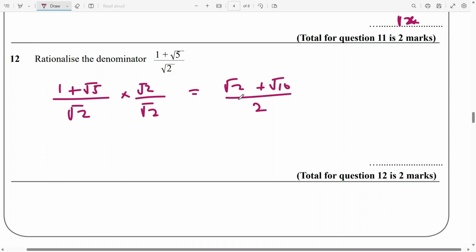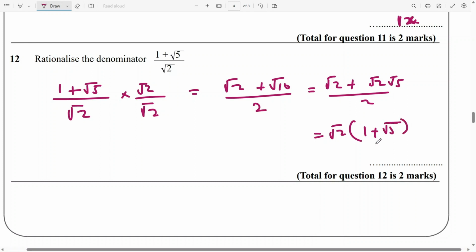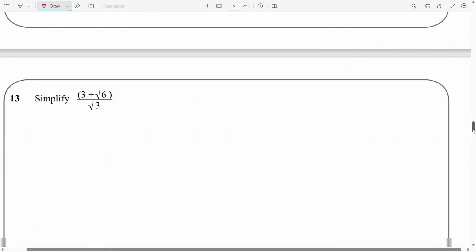Can this be simplified? Well, I don't think that this time is simplified. We can't really simplify. So that's going to be like root 2 plus root 2 root 5 divided by 2. So bring our root 2 out. So you have root 2 bracket 1 plus root 5 over 2. Well, so it can be simplified, right?